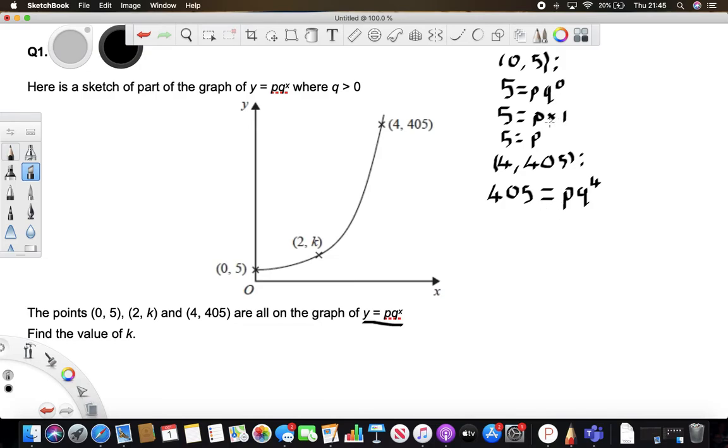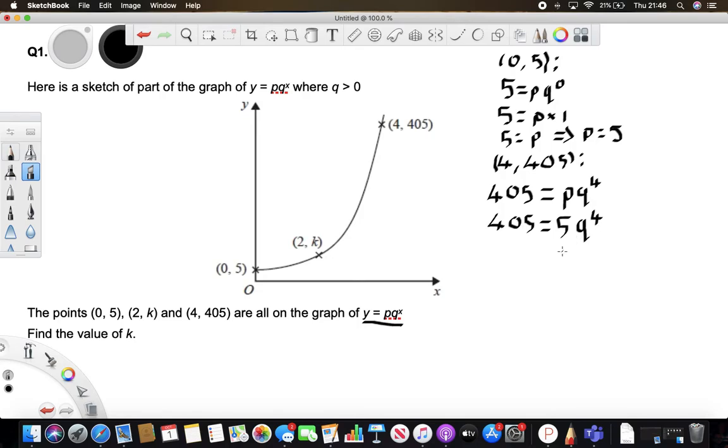Now, we've already worked out that p is equal to 5. So from this, we know that p is equal to 5. So we can substitute p into this, which will help us. So we've got 405, which is equal to 5 q to the 4. And then we can solve this for q.